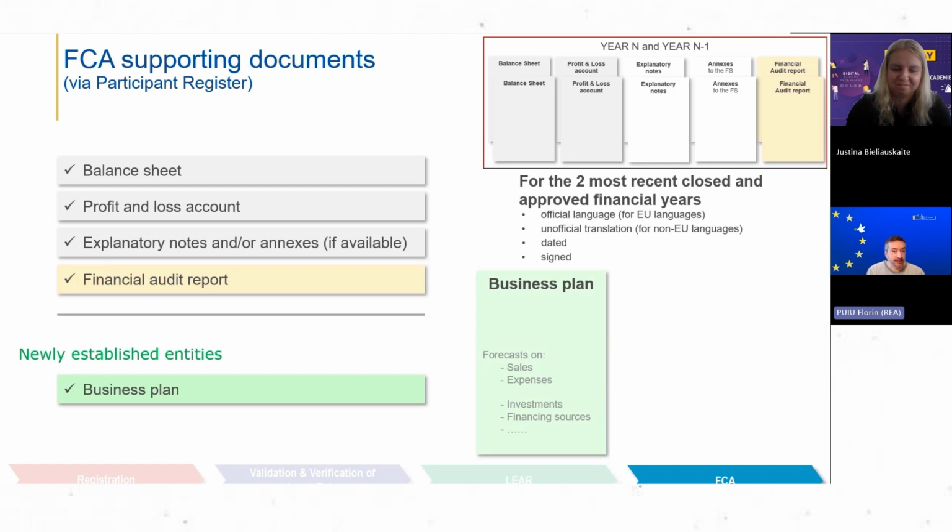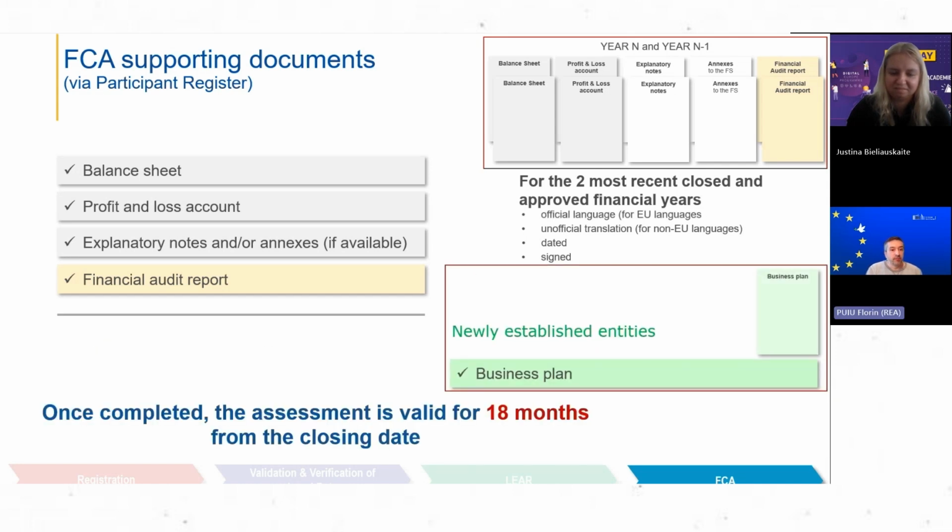For newly established entities and startups, we cannot evaluate past performance because they have not yet reported their first financial statements, but we will assess the business plan with the future performance. Once we complete this assessment, it will be valid for 18 months from the closing dates. It means that in case you apply for another action grant within these periods, you will not be assessed one more time because we can keep the previous financial assessments.